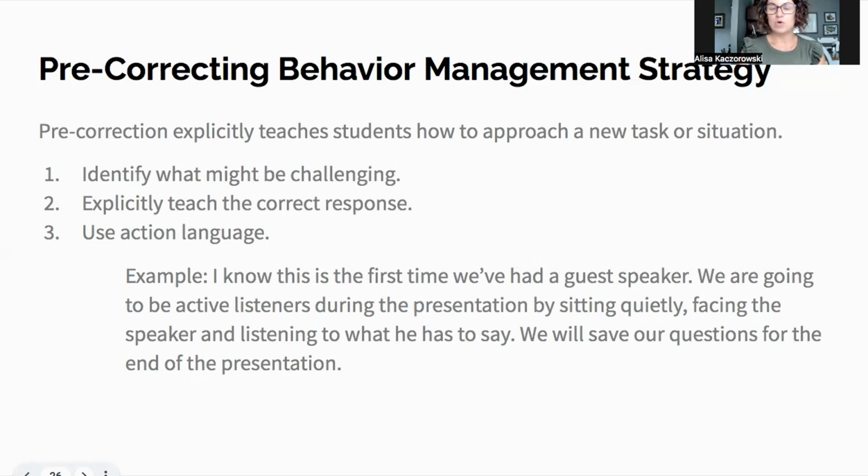So we are going to sit down and we are going to almost role play what this is going to look like. All right, I know this is the first time we've had a guest speaker. We're going to be active listeners, and we do that by sitting quietly. We're facing the speaker. We're listening with not only our ears, but our eyes and our closed mouth. Okay, you may be thinking about questions as this person is talking, and that's great. I'm excited for that. But we're going to wait until the end to ask our questions. So we're walking kids through so they know exactly what to expect in this new situation. They know how to tackle it. We're going to identify any obstacles and how they might get past those. That's pre-correcting.